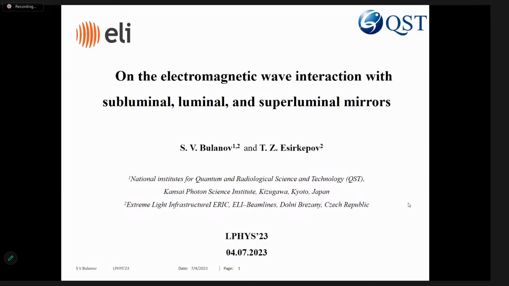We have 4 speakers for this session. And in order to give enough time for questions, I think it would be nice if we can stay within the granted time so that we have sufficient time to discuss the results and for questions. And the first speaker is Sergey Bulanov. He will talk about the electromagnetic wave interaction with subluminal, luminal, and superluminal mirrors. Sergey, you have 20 minutes. I will tell you 5 minutes before.